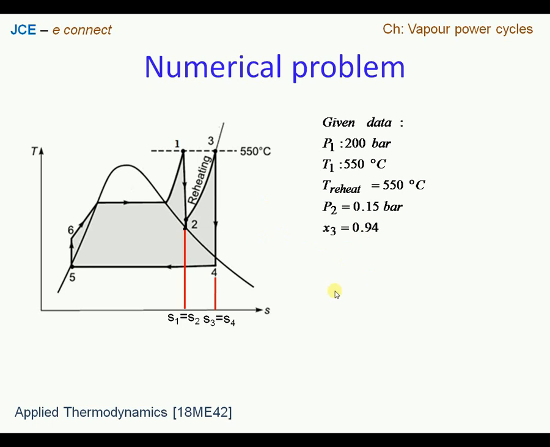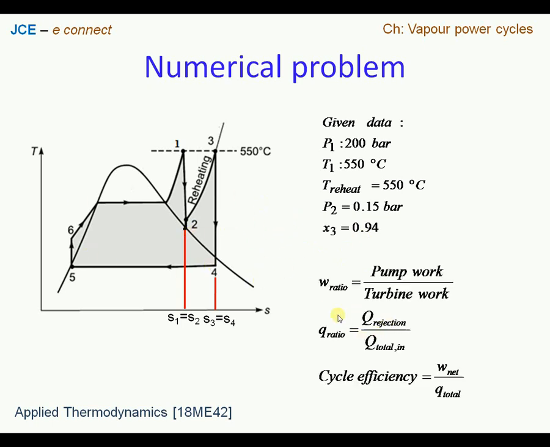Now let us write the equations for the parameters to be worked out. They asked us to find out the work ratio, the pump work divided by the turbine work, the heat ratio, which is the heat rejected to the total heat input, and the cycle efficiency, which is the net work output divided by the total heat supplied. So these are the parameters that have to be worked out.